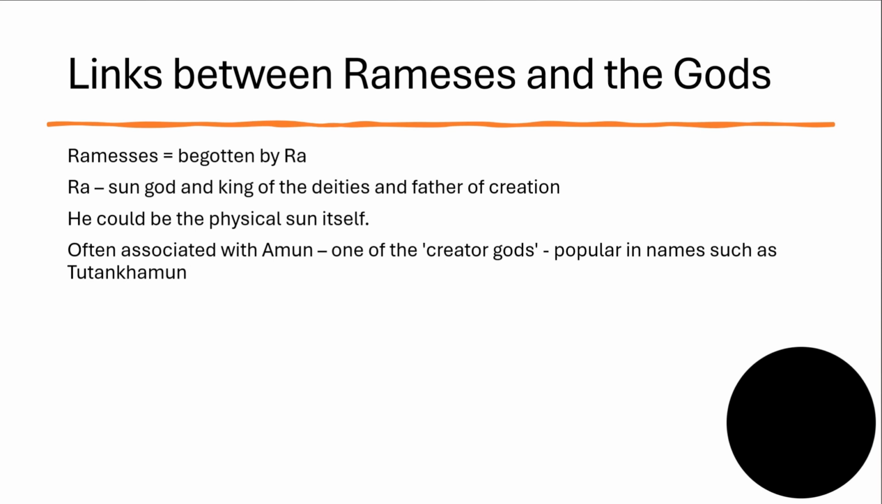Now, there are links between Ramesses and the gods. Ramesses means begotten by Ra, so basically the son of Ra. Now, Ra is the sun god and the king of the deities and father of creation. So one of the most important gods in ancient Egypt. He could be seen as the physical sun himself. So Egyptians often believed that the sun in the sky was Ra himself, and often associated with Amun, who is another one of the creator gods.